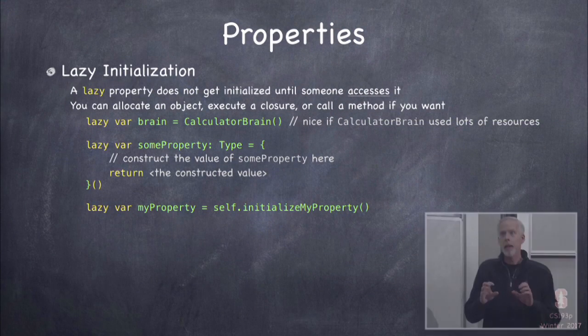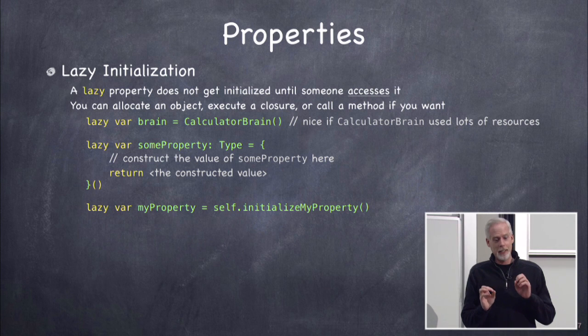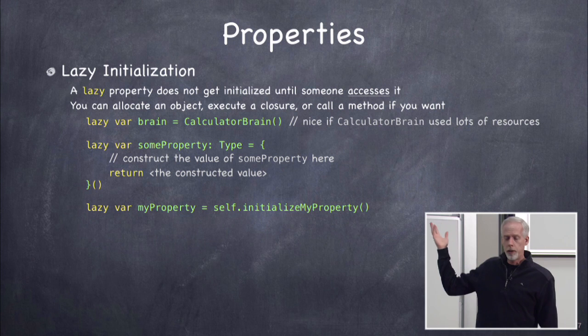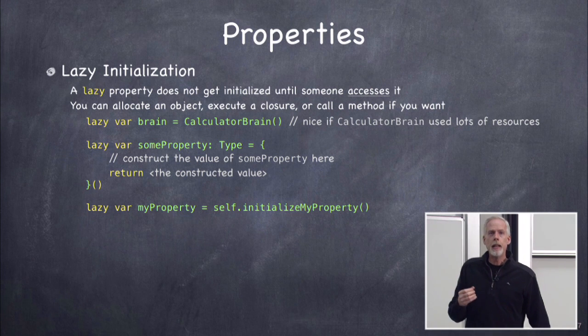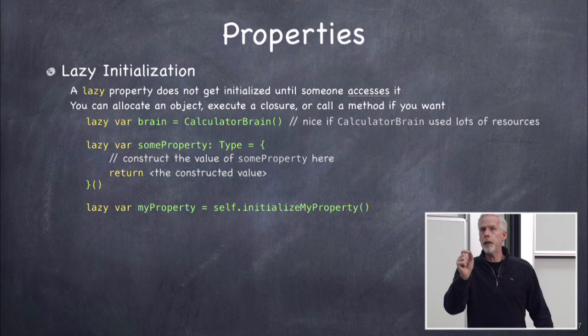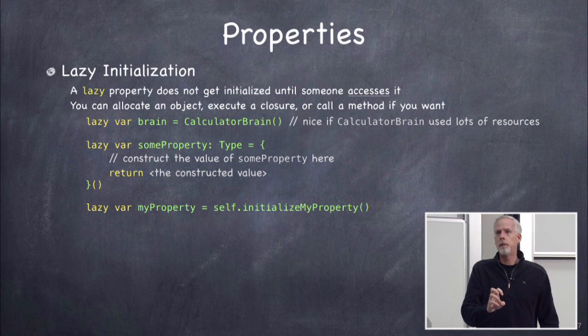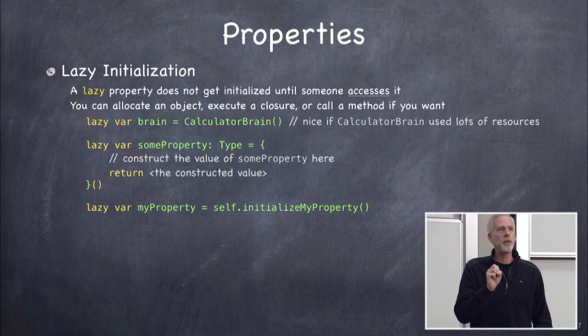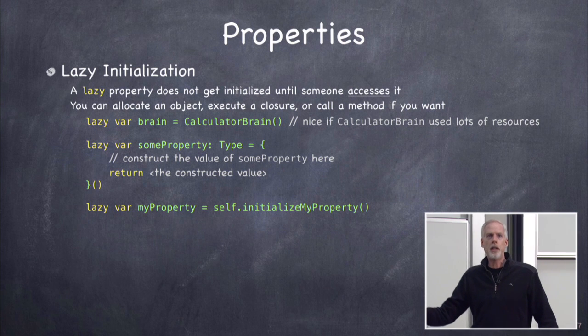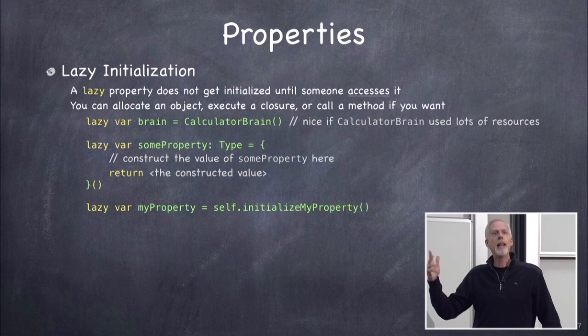Okay, lazy properties. Lazy initialization is a really powerful tool. It's going to get you out of a lot of binds in this class. What does it mean? A lazy var, a var that you say lazy in front of: whatever it's set equal to, that equals doesn't actually happen until someone accesses that var. Until someone asks for the value of that var, it doesn't actually do the initialization. It doesn't do that equals something. So it's lazy. It's waiting.